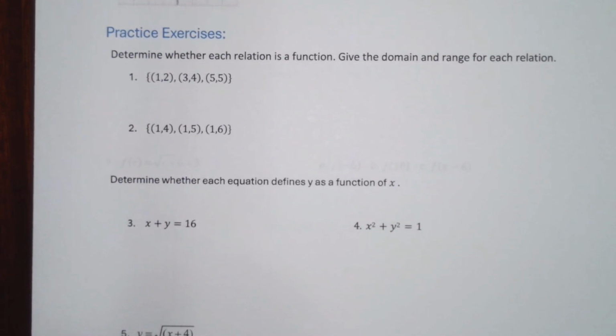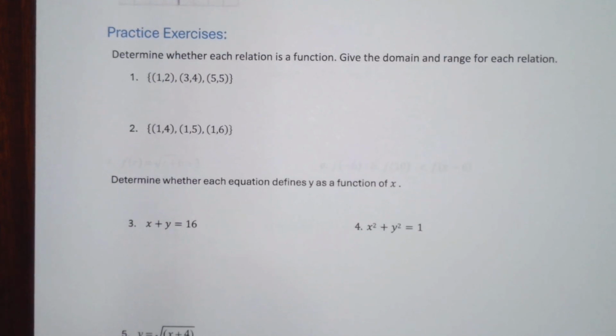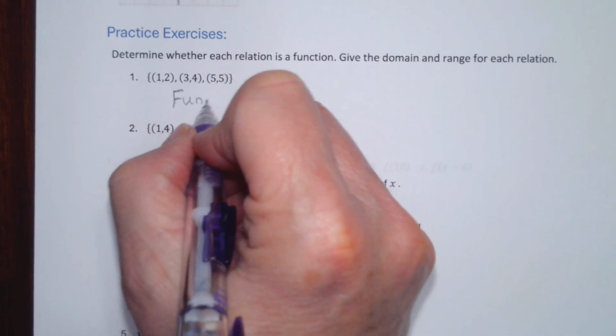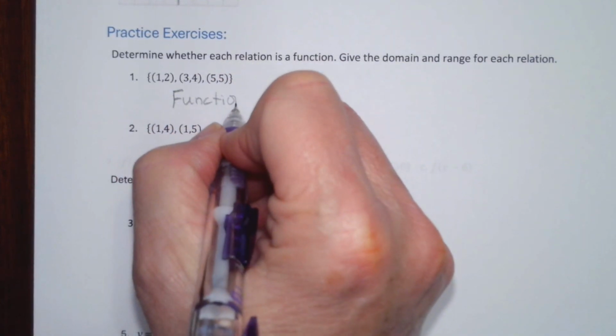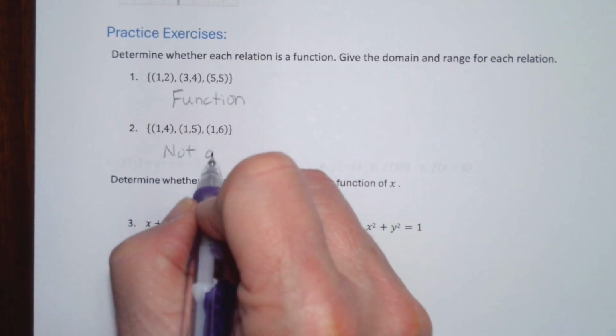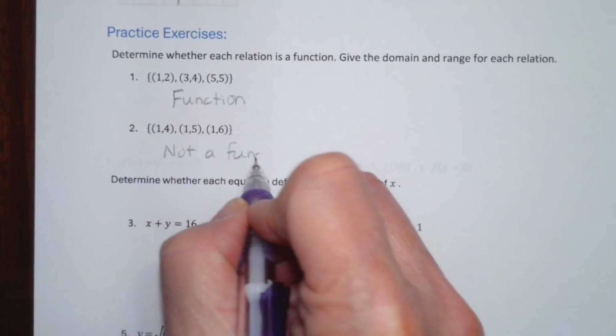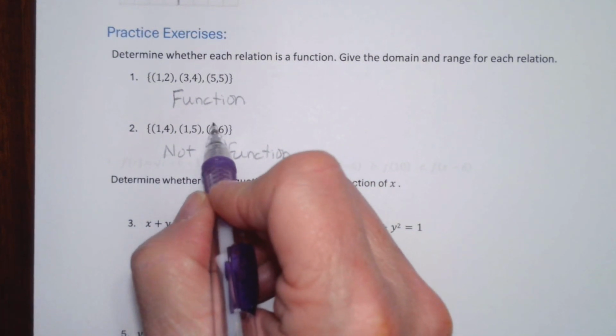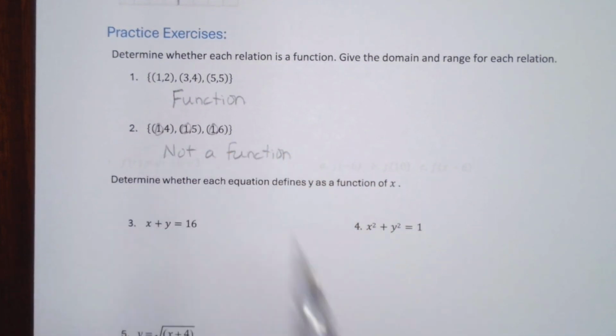For these first two, I'm going to let you stop the video and see if you can tell whether these are a function or not. So number 1 is a function, and number 2 is not a function, because 1 has 2 answers, so actually 3 answers.